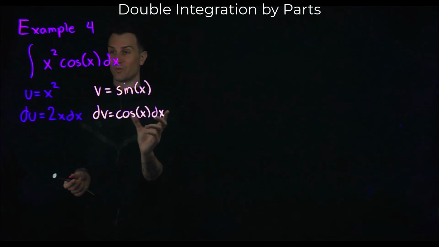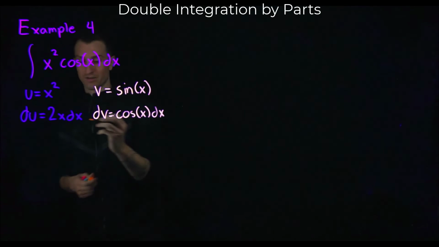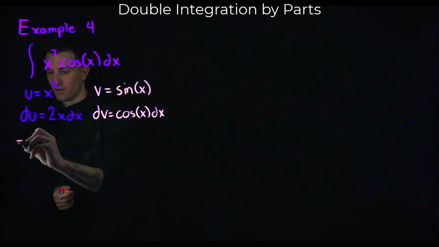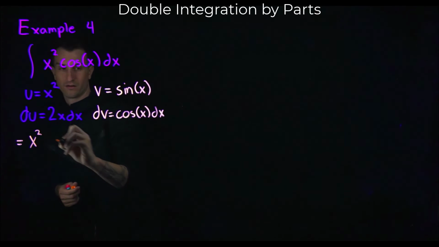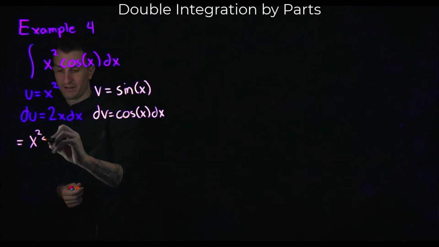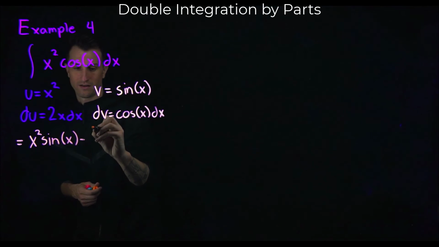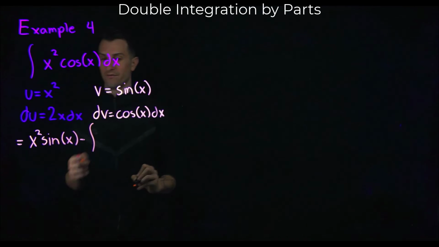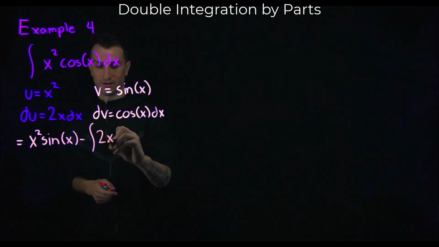I'm just going to write the right side of our equation, which is going to be uv. So this is equal to uv, sine of x, minus the integral of v du. Okay, what's the problem? This doesn't look good.